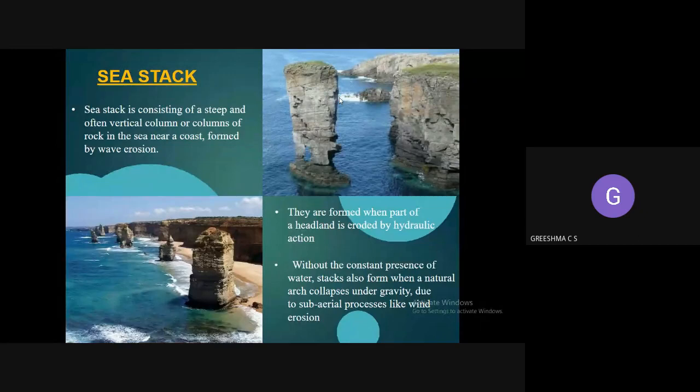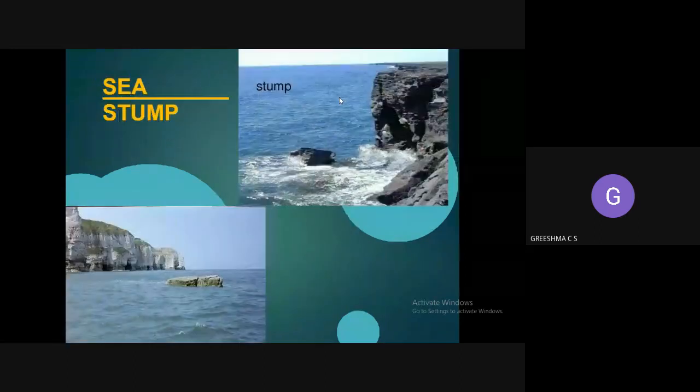Is that okay? So this is a sea stack. You must have seen sea stacks in a lot of movies and songs. You can see all these natural features. Next is the sea stump. There are no definitions.